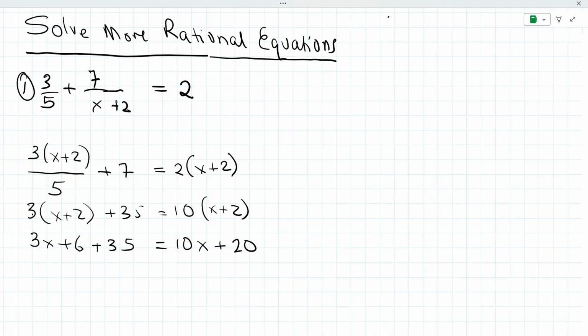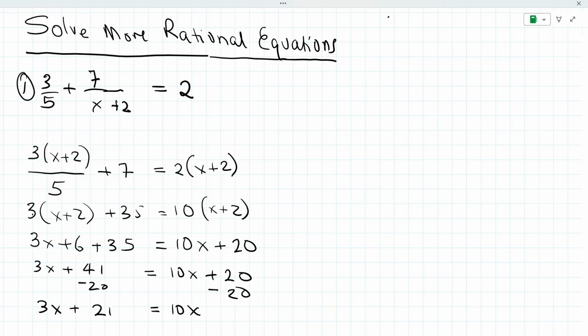So we can then simplify what we have. This will be 3x plus 41 equals 10x plus 20. So we can now arguably subtract 20 from both sides. So we have 3x plus 21 equals 10x.